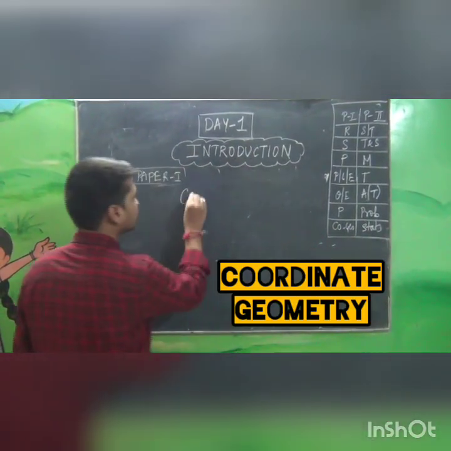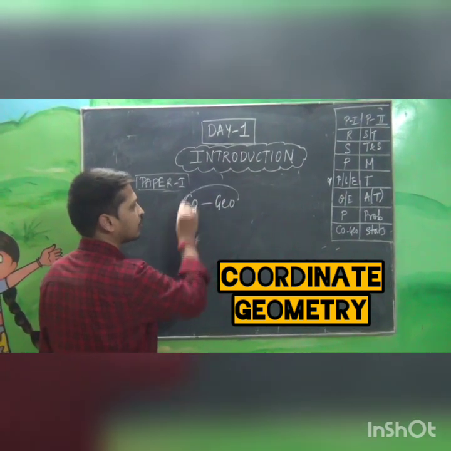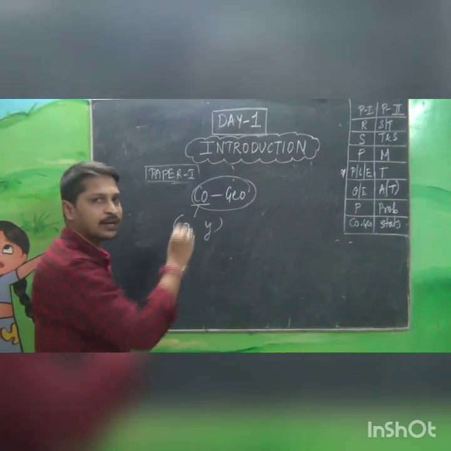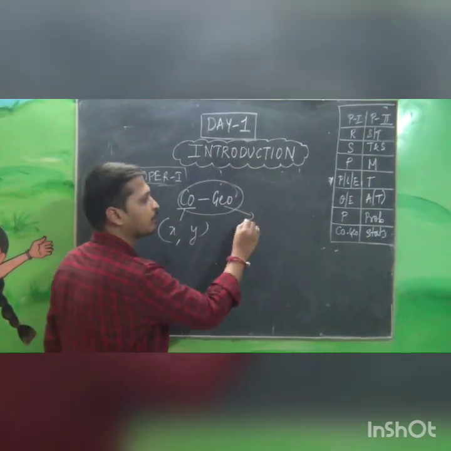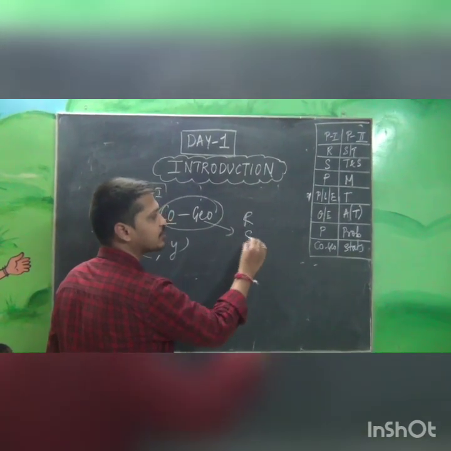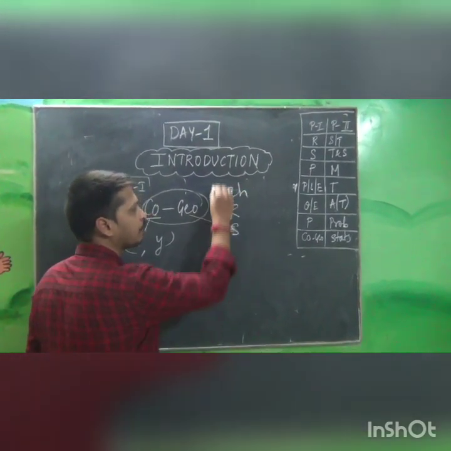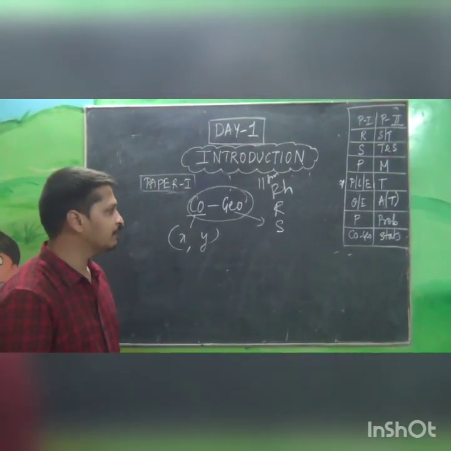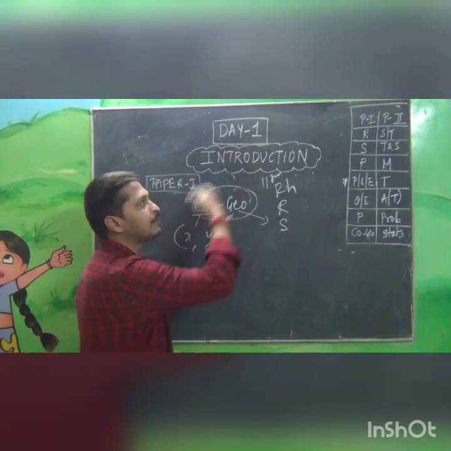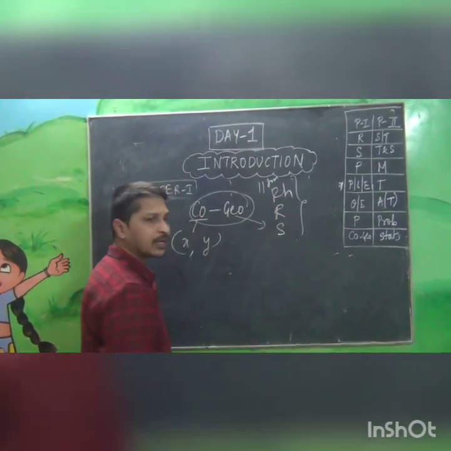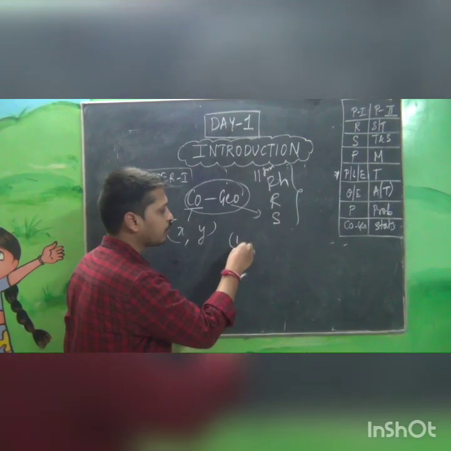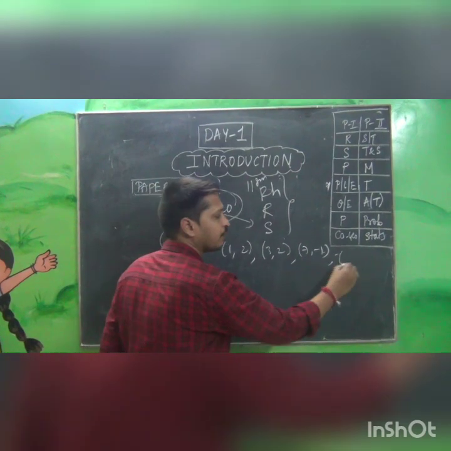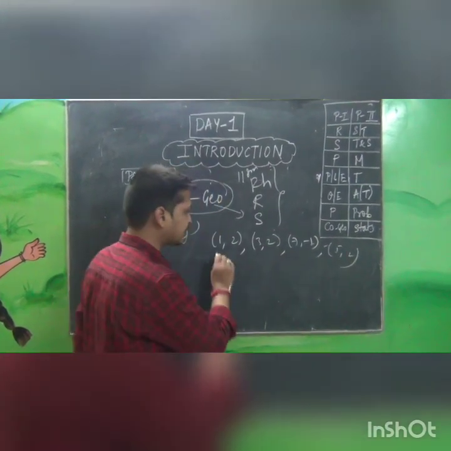Coordinate geometry. When I talk about coordinates, we have the x and y axes and the ordinate. When I talk about geometry, we have the rectangle, square, rhombus, parallelogram, like this. Basically, in this chapter we will deal with coordinates, and we will implement them on a few diagrams. Let's take an example: (1, 2), (3, 2), (7, -1) and (5, 2). It's just an example.